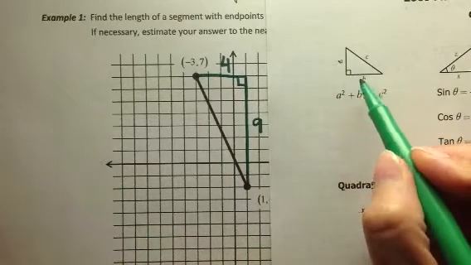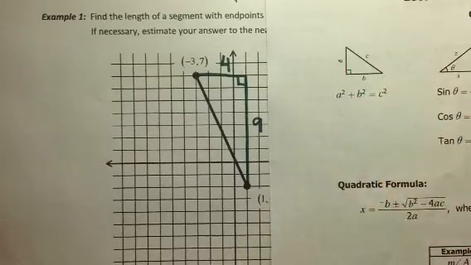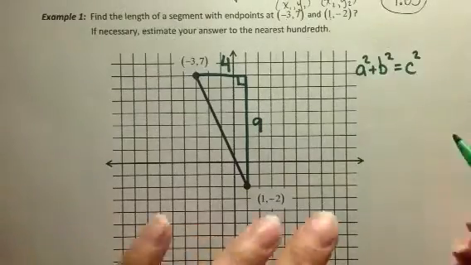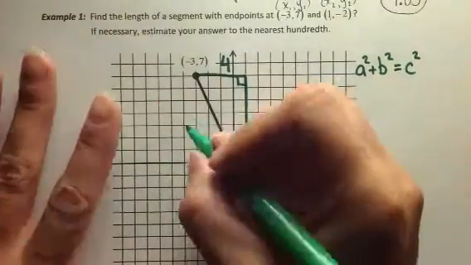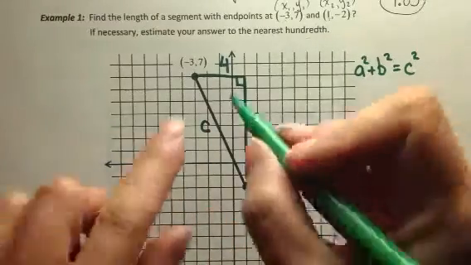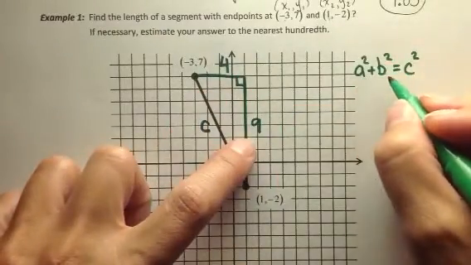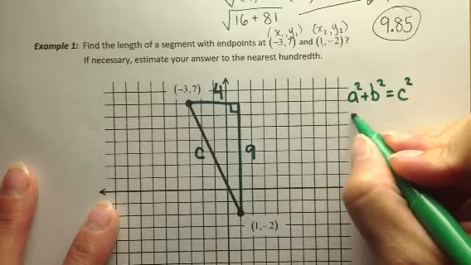Now a and b, those are the two legs, okay? C is called the hypotenuse. When you're using the Pythagorean theorem to find length of a segment, you're always finding C. This is always going to be C. Because if it was horizontal or vertical, you would not have made a triangle, you would have just counted it. Okay, so 4 and 9 are going to go in for A and B. And this becomes a much easier formula to solve.